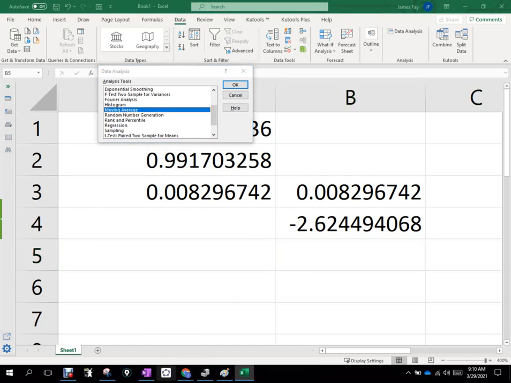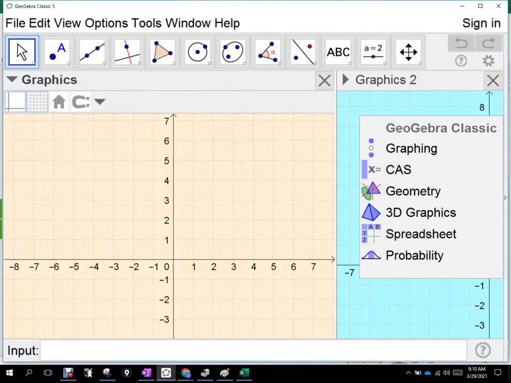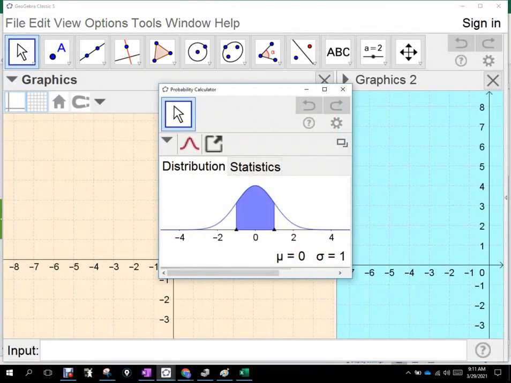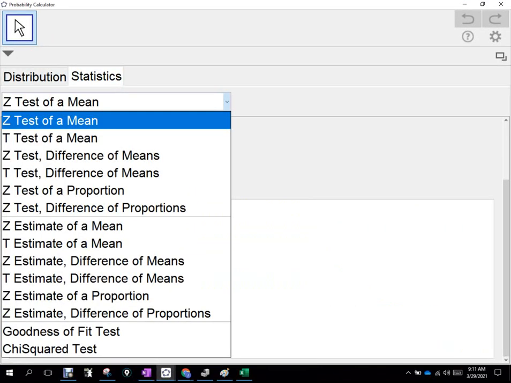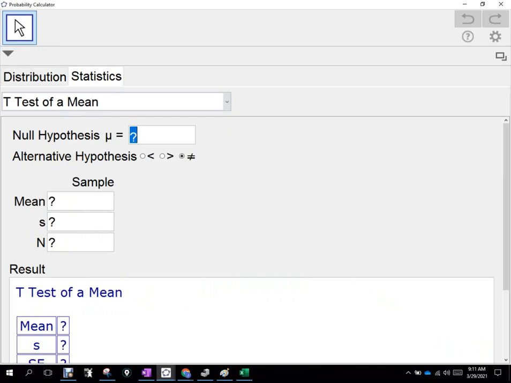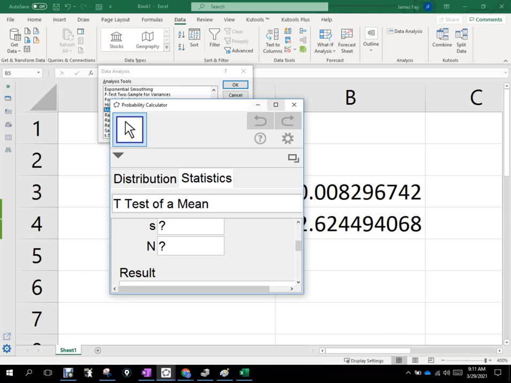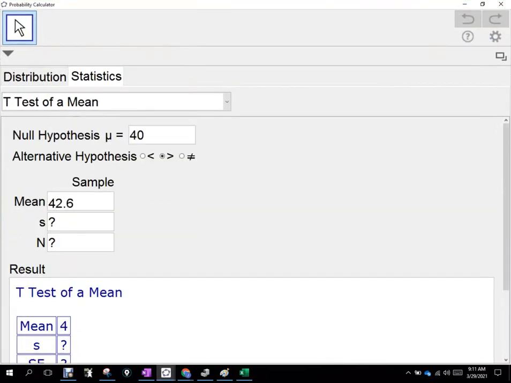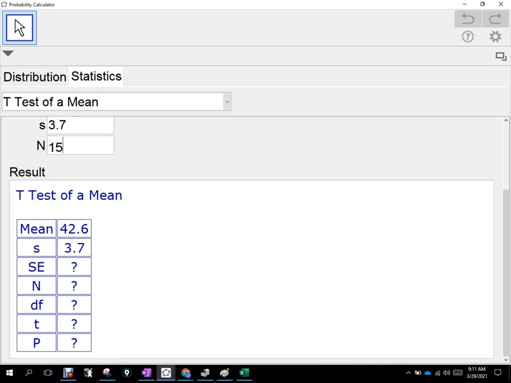Maybe tomorrow we'll see, I've never really messed around with GeoGebra in regards to the probability calculator here. Let's go t-test. So let me just show you kind of what this does. If I type in null hypothesis, we said it was 40, right? Alternative hypothesis, we wanted a right-tailed test. The sample mean we found to be, was that 42.6? Type in 42.6. Standard deviation was 3.7. N was 15. Okay. Hit enter.